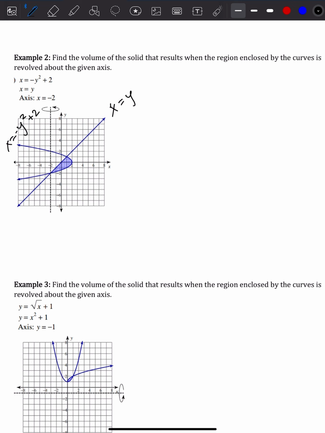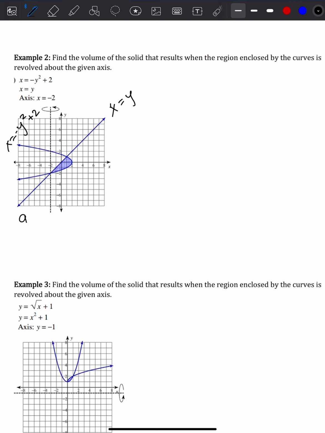So looking at this problem, we're going to be revolving around x equals negative 2. We want this in terms of y. We're still going to do big R squared minus little r squared. We just are going to have our equations in terms of y. This also means we need to look at y values instead of x values. So one of the things that I may have to do is solve for those points of intersection. I can do that by setting those equations equal to each other and solving. But we are not going to do that in this case. We have a graph. We're going to use it.